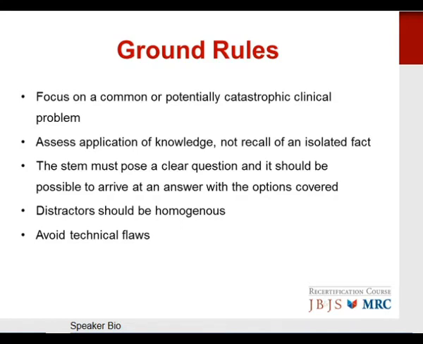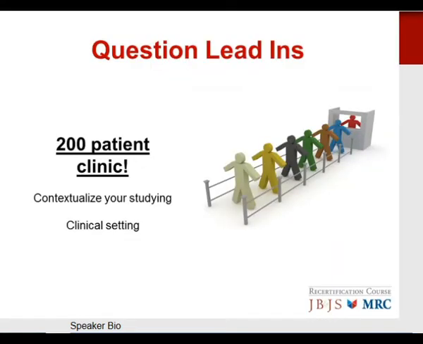The distractors should be homogeneous, and they'll avoid technical flaws. Do not expect to see 5th grade multiple choice questions here. You will not be able to use test-wise strategies to successfully answer the questions. The lead-in essentially will give you a whole lot of things about what you need to know, and you have to treat this as a 200-patient clinic. I want you to contextualize your studying and do it in a clinical setting.